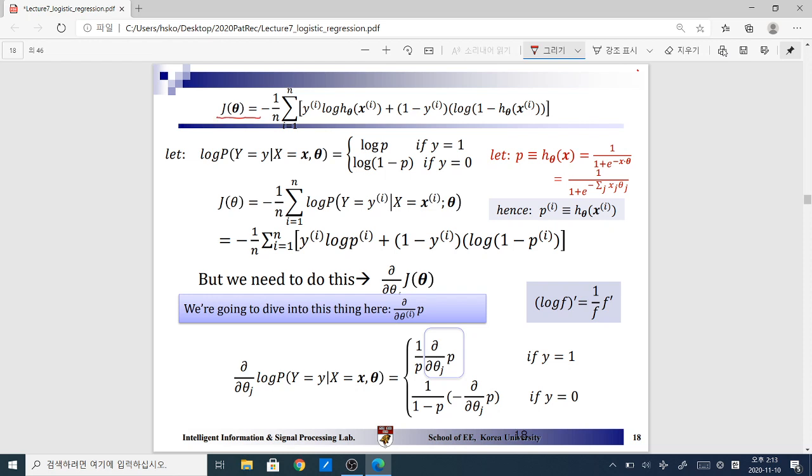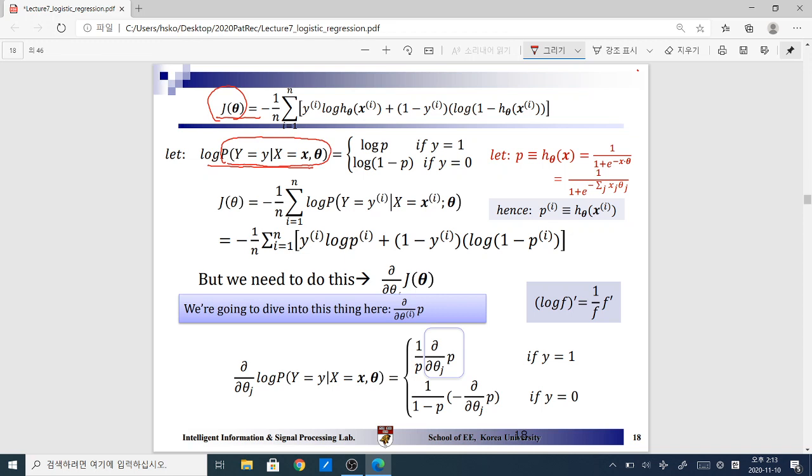So we're here with the error function, and in order to perform this derivation, that is to take the partial derivative of this error function with respect to, say, theta sub j, which is the jth parameter, we're going to try to simplify this as much as possible.